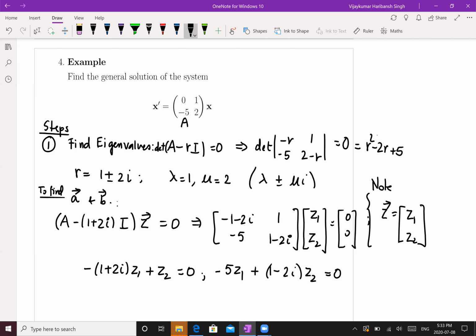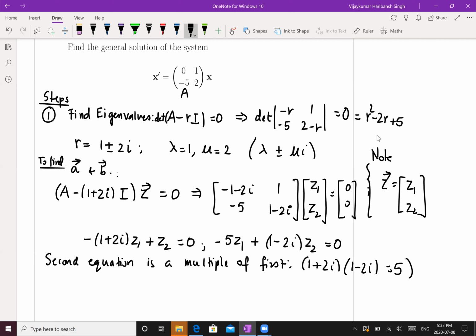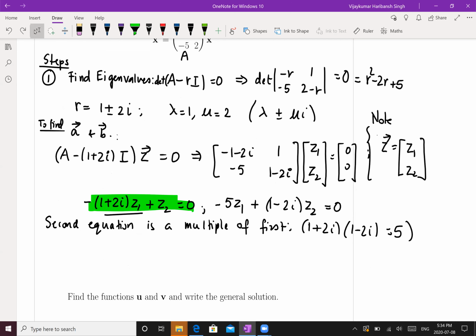Now note that this second equation is a multiple of the first. Why is that? Notice that (1 plus 2i) times (1 minus 2i) equals 5, right? So if I multiply the first equation by 1 minus 2i, I will get minus 5 there, right? So the second is a multiple of the first, or vice versa. So we only need to solve the first case.